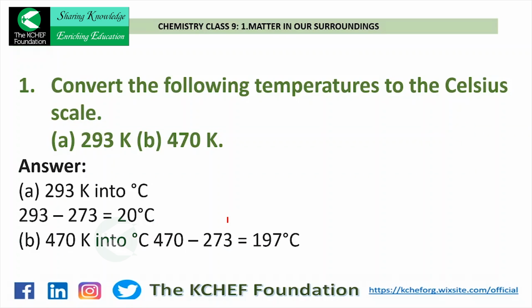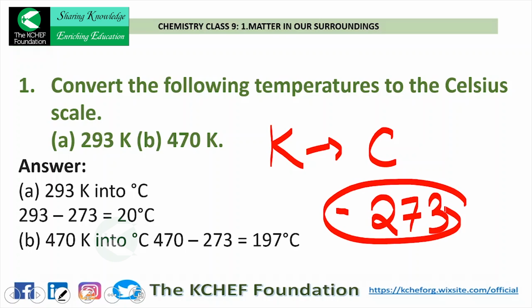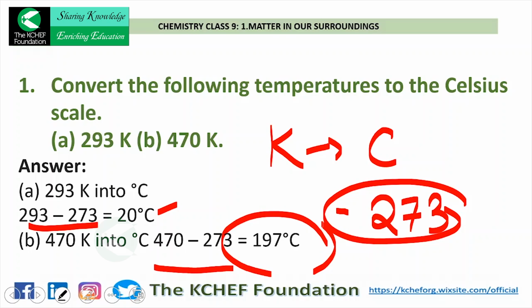The first question says convert the following temperatures to the Celsius scale. Now when you convert from Kelvin to Celsius, you have to remember that you only need to subtract 273 from the given value. So similarly, when 293 Kelvin is converted into degrees Celsius, you subtract 273 and 20 degrees Celsius is the answer. Moving on to the B part, 470 Kelvin is equal to 470 minus 273, which is equal to 197 degrees Celsius. Just remember this point, Kelvin to Celsius is minus 273.